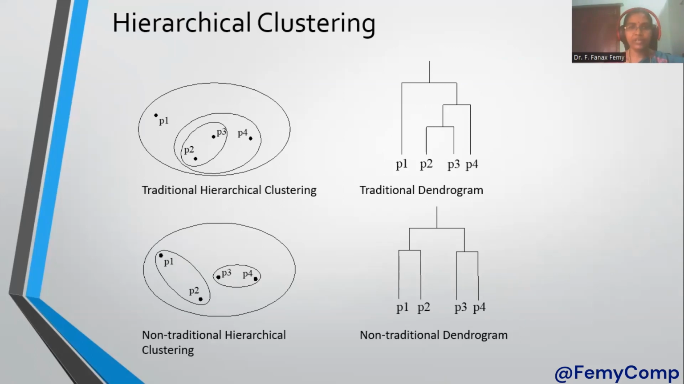In this example, first is the traditional hierarchical clustering, and next is the traditional dendrogram. What does dendrogram mean? The hierarchical tree structure is called the dendrogram. Related to the traditional hierarchical clustering is the traditional dendrogram, and next is the non-traditional hierarchical clustering. According to this clustering, we can draw the non-traditional dendrogram. So these are the two differences: the hierarchical clustering and the corresponding dendrogram. So this is hierarchical clustering.